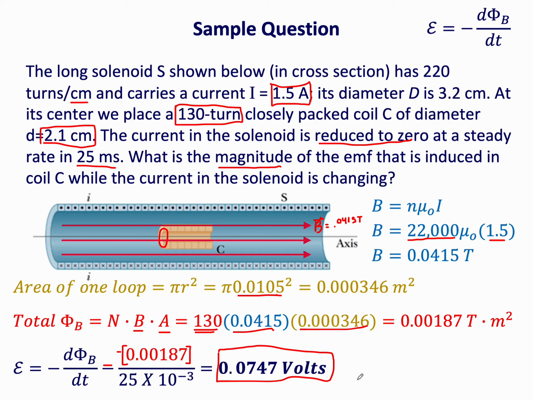Not huge, but you can actually get a small voltage induced. You can see why Faraday had such a hard time producing it, especially with the tools that he had available to him at the time.